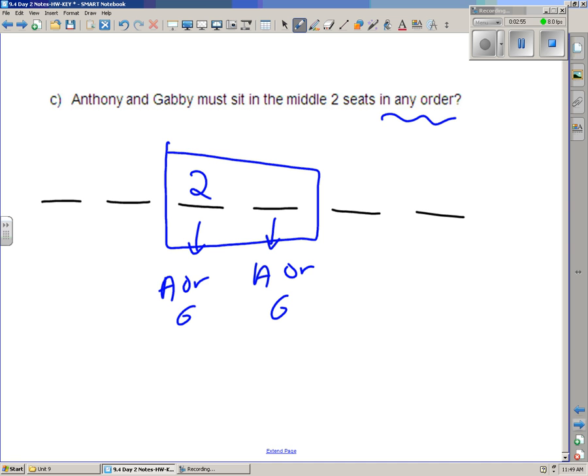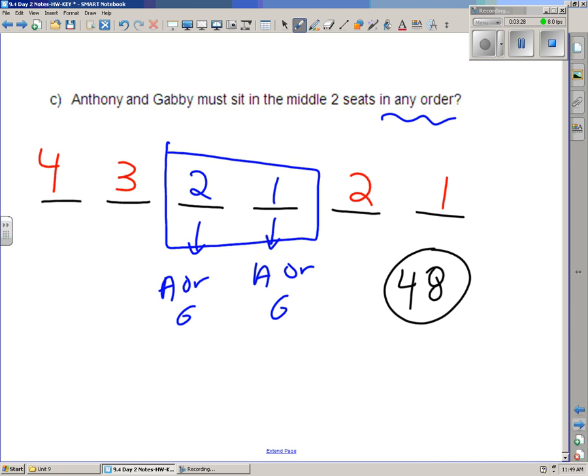Well, when one person sits down, either Anthony or Gabby, there's 2 of those kids who could sit down there. Only one really does. If Anthony goes down, then only Gabby is left. If Gabby goes down, only Anthony is left. So there's 2 people to fill those middle seats. When one of them sits, then there's only one left to sit. So now Anthony and Gabby have seated. How many students are left to go in the first seat? 4. 1 sits. 3 left. 2 left. 1 left. So the answer here would be 48 possible arrangements.